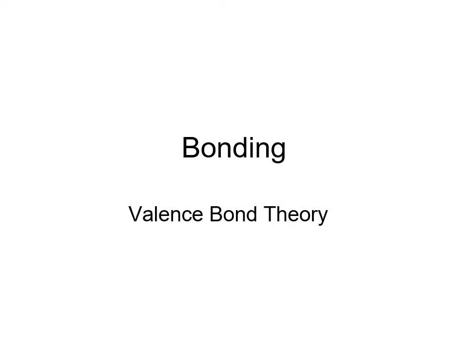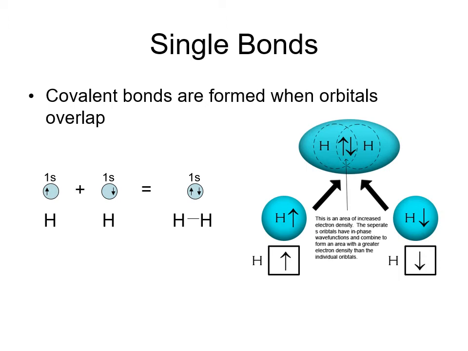Bonding. We're going to cover specifically valence bond theory, not the only explanation for how molecules bond, but a pretty good one. With valence bond theory, we're going to look at single bonds, double bonds, and triple bonds, but essentially any of these covalent bonds we are thinking of as being formed when orbitals overlap.